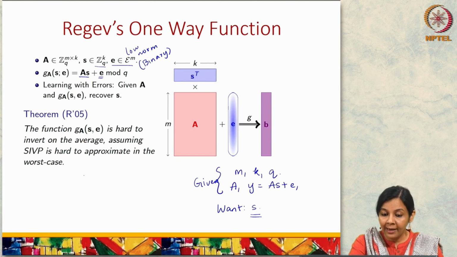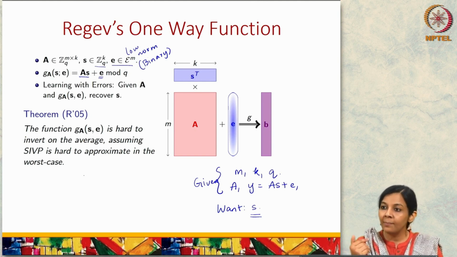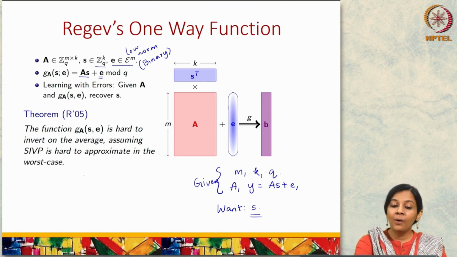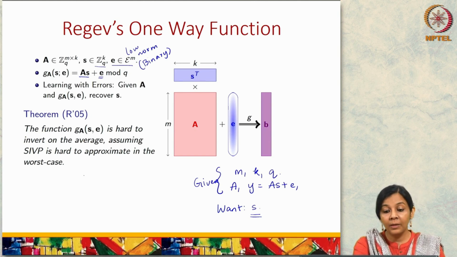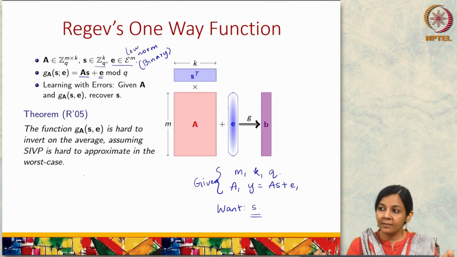So, what this is saying is that it is hard to invert on the average, right. That means that if I sample a random A, and I have an oracle to solve this problem, so for a randomly sampled A, if there is an oracle which given G_A of S, E gives me back S, then that S allows me to actually solve the shortest independent vectors problem, an approximate version of the SIVP problem, in the worst case. So, it is a very strong worst case average case guarantee. If I have an oracle to solve an average case problem, like only a random instance of a problem. Note that solving a problem in the worst case means that any instance I can solve.